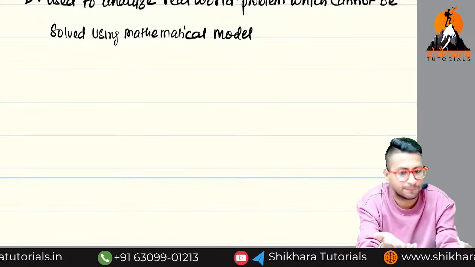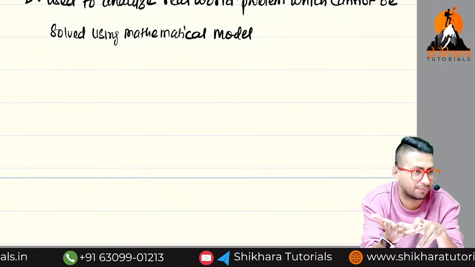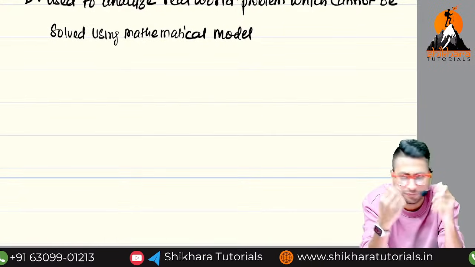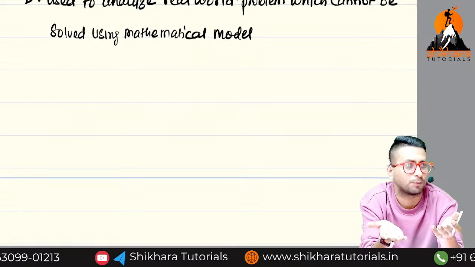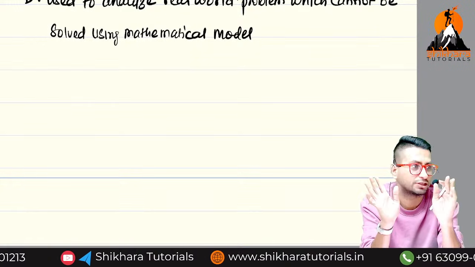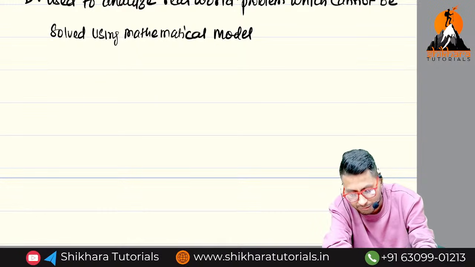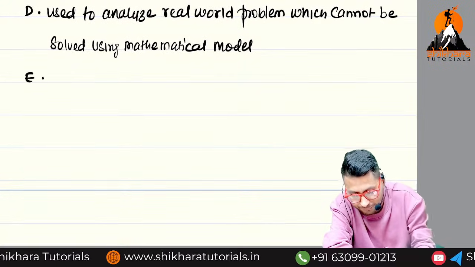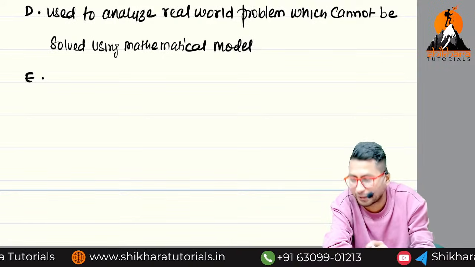Wherever mathematical solutions are possible, we will use them. There are many areas where trigonometry is used, and areas where algebraic calculations are used. We will use those. But wherever it is not possible, we generally use the simulation model. Clear? Understood? Next, point number E.